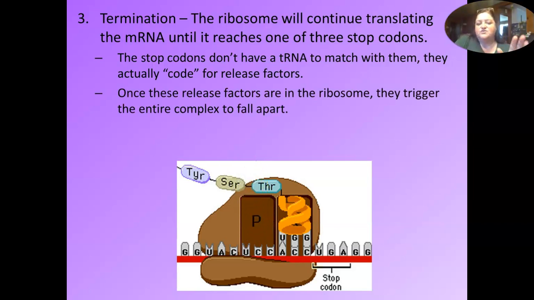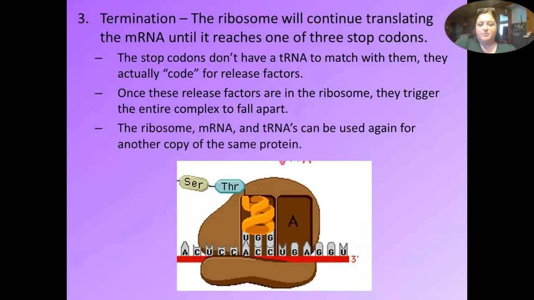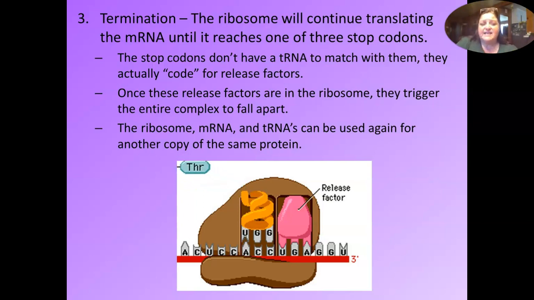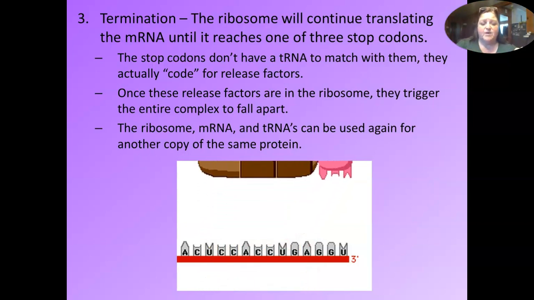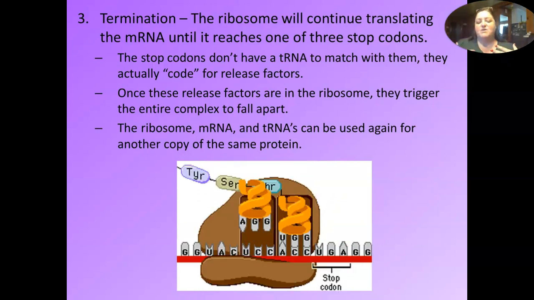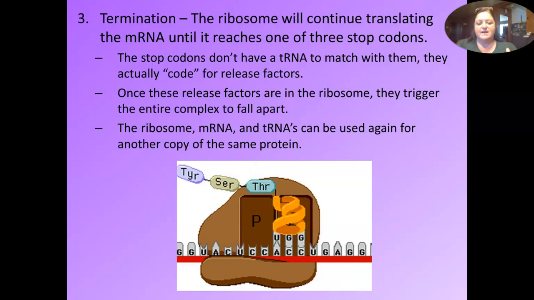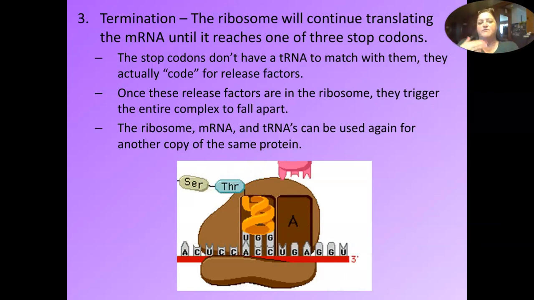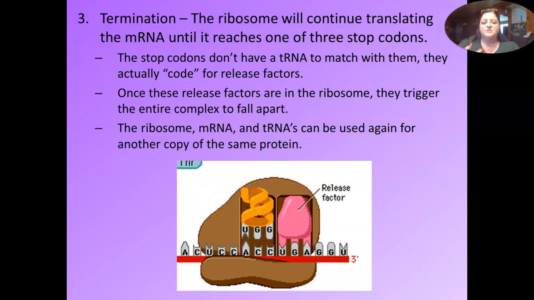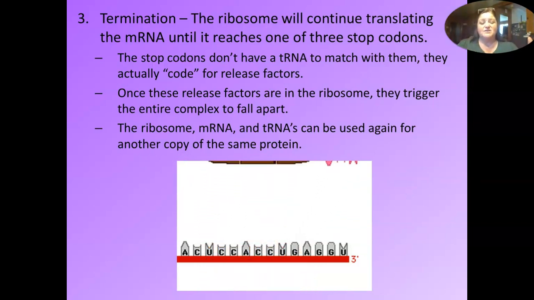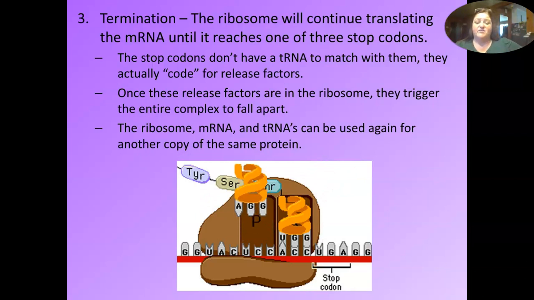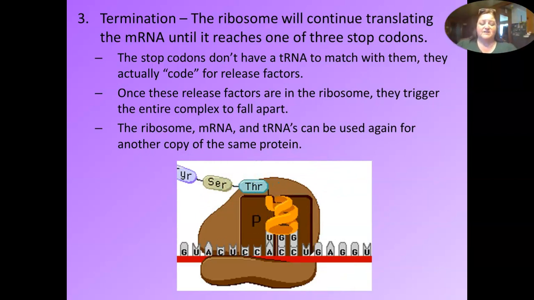Once these release factors are in the ribosome, they trigger everything to fall apart. So the ribosome, messenger RNA, and the transfer RNAs all get used again. The messenger RNA is actually probably being decoded by many ribosomes making polypeptides on it all at one time. So this is not being wasted, it's just being reused. And when we reach those stop codons, we stop. If you remember, a nonsense mutation is when you end up with a stop codon in the middle of your protein where you don't want it and everything falls apart. So no matter how much messenger RNA you have left, it doesn't work because the release factors have caused it to stop.